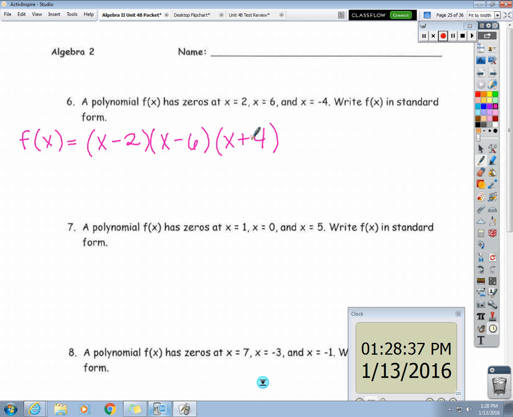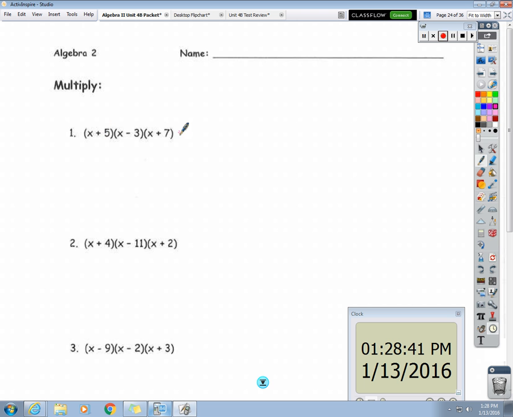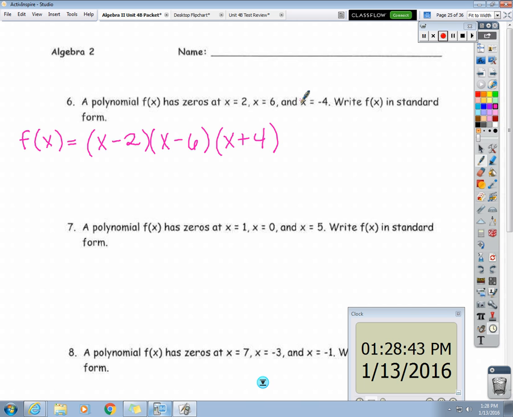To write it in standard form, all we're going to do is what we learned yesterday. Just multiply them out. Okay? So we're going to ignore the x plus 4 to begin with, and we're going to FOIL the first two binomials. When we FOIL it, x times x is x squared. X times negative 6 is negative 6x, negative 2 times x is negative 2x, and then negative 2 times negative 6 is positive 12.